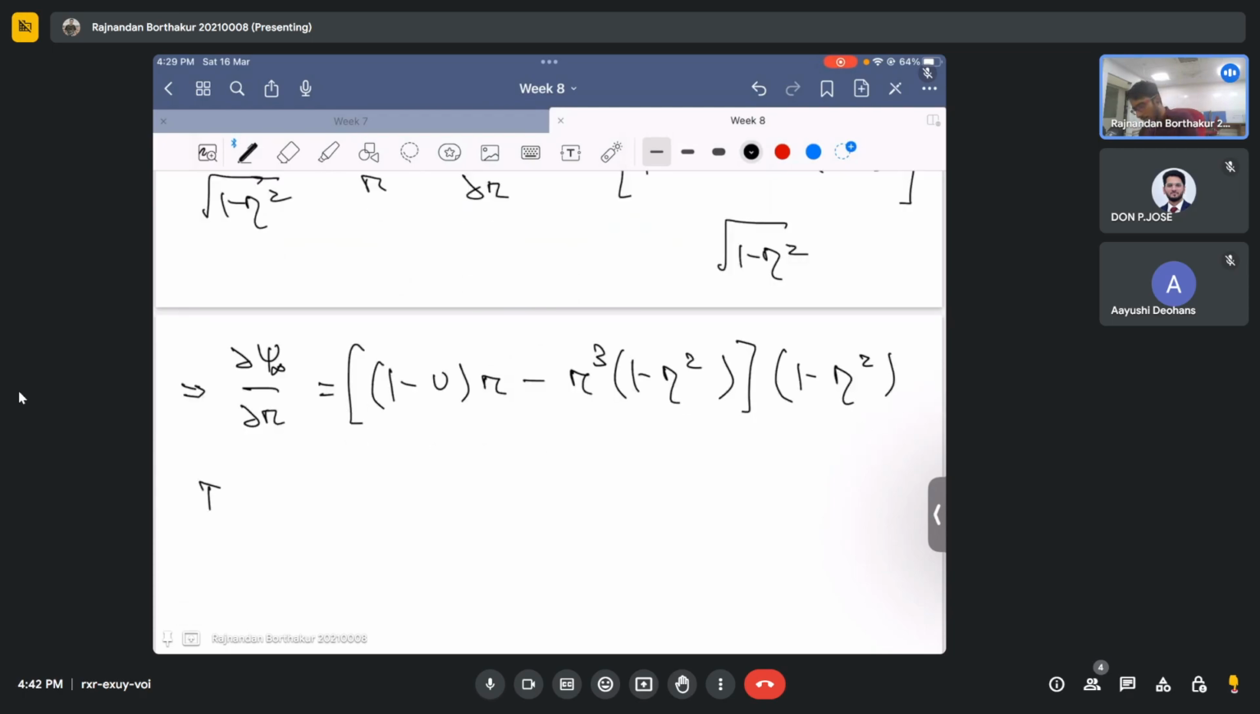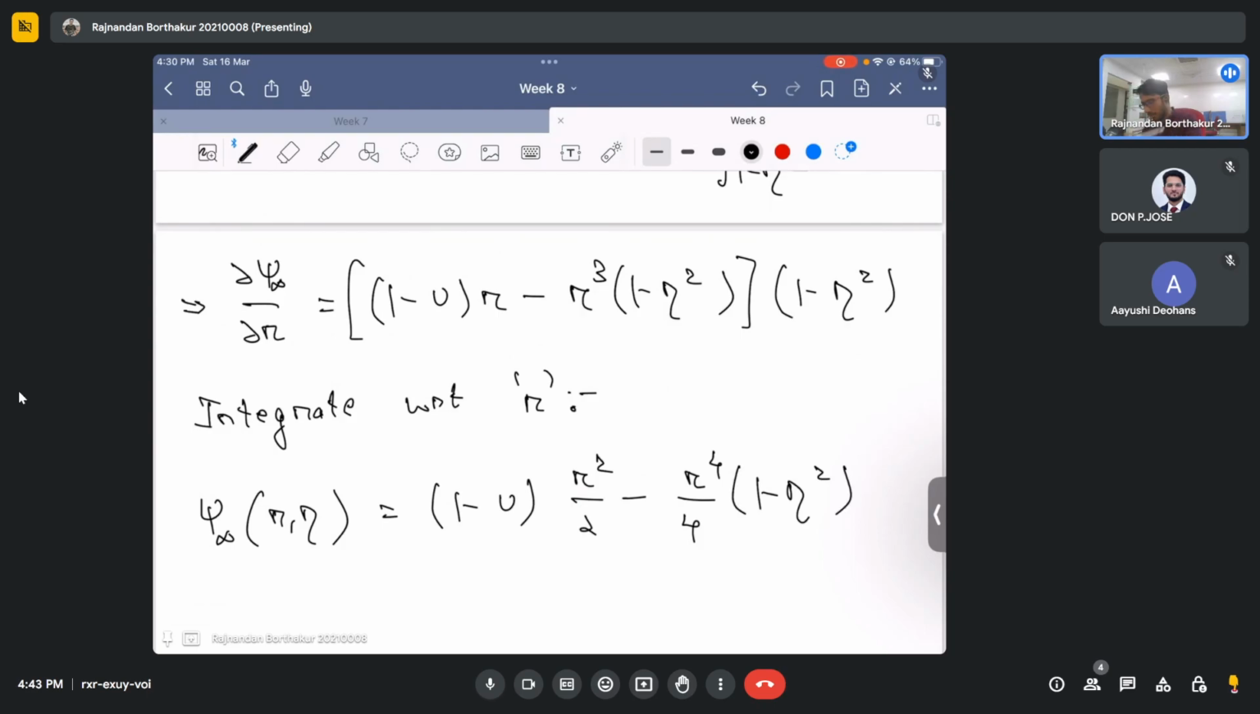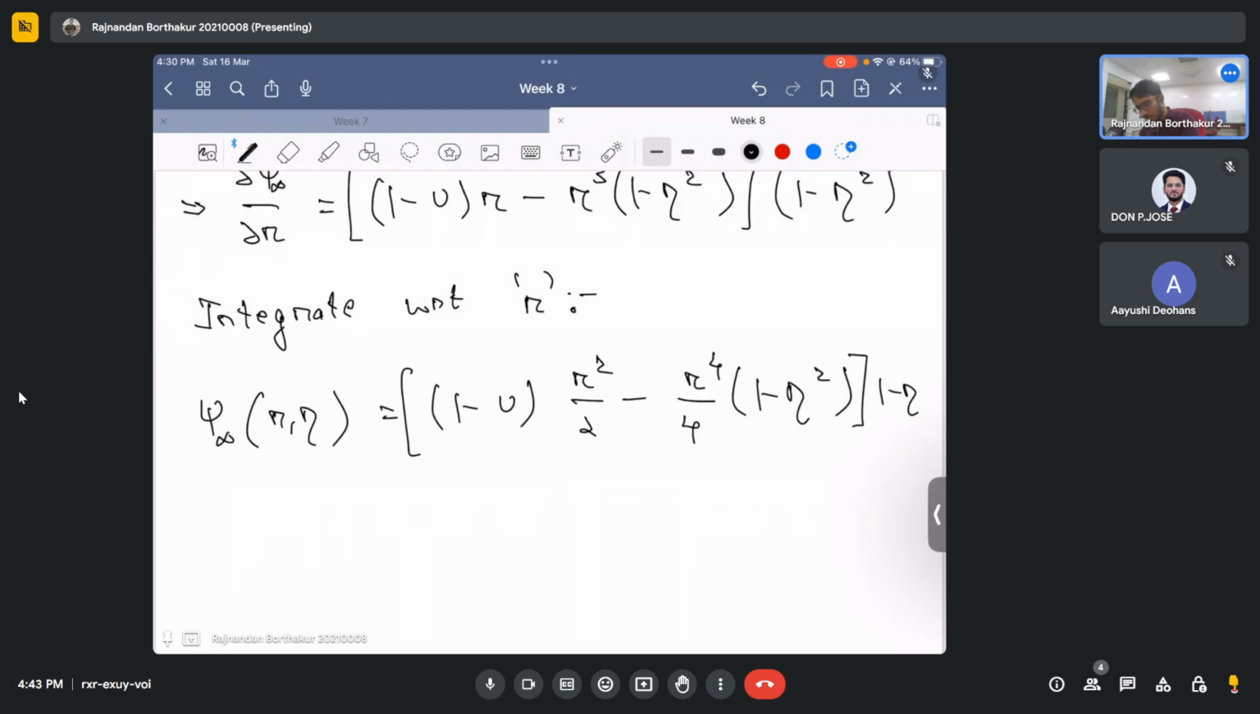So now we will integrate with respect to r. If we do this, what do we get? We get psi infinity as a function of r and eta as 1 minus u into r squared by 2 minus r to the power 4 by 4, into 1 minus eta squared, and then this would be 1 minus eta squared.